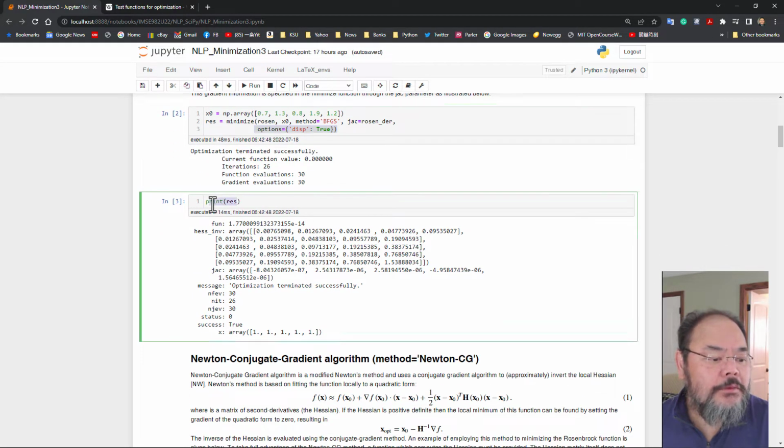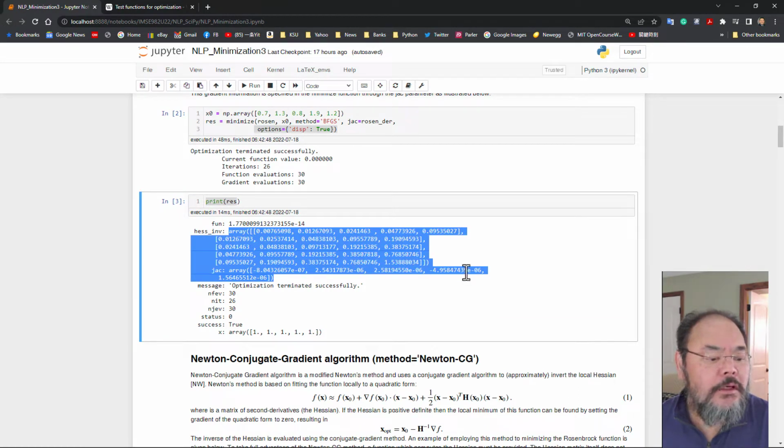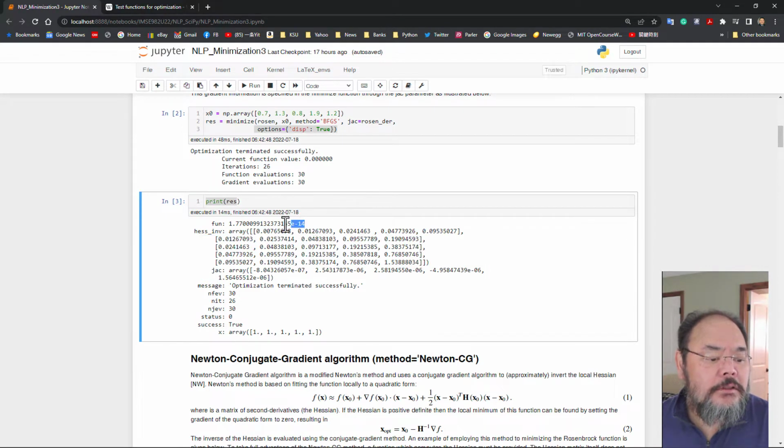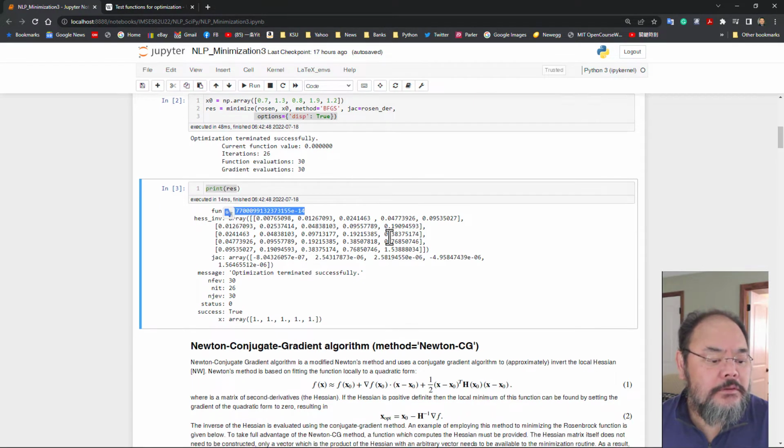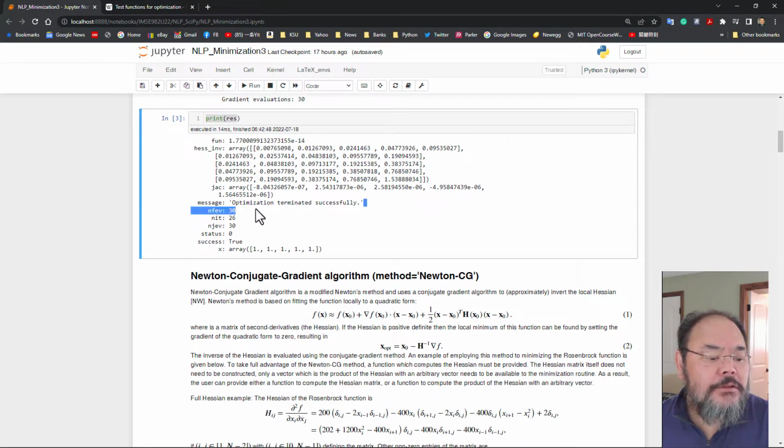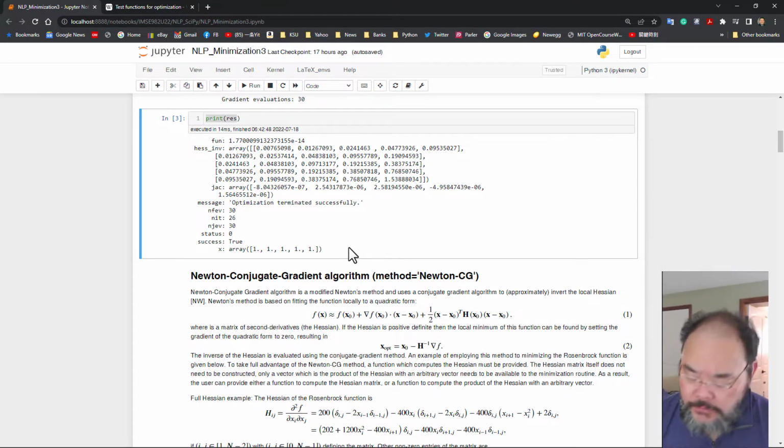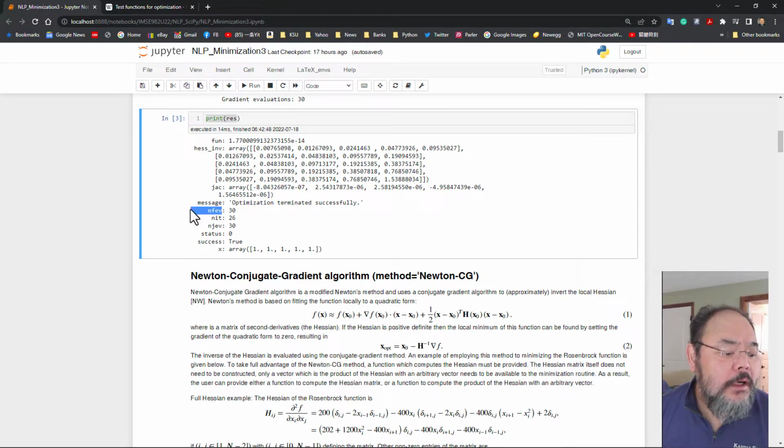Then I print out the result. It gives you the current function value, and the Hessian inverse using BFGS. The objective function value is 10 to the negative 14, so it's practically 0. Optimization terminated successfully, and the solution is 1, 1, 1, 1, 1. The BFGS method used 26 iterations, 30 function evaluations, and 30 Jacobian evaluations.